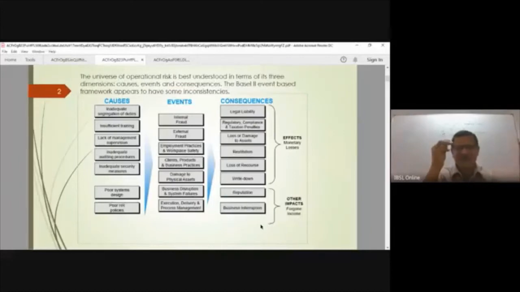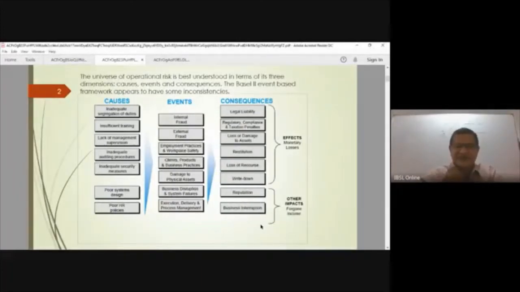External fraud. If inadequate security measures come, external frauds will take place. Employment practices and workplace safety. If you don't have good HR policies, you don't have a good code of conduct, code of ethics, and certain norms on how your staff members should behave, they can also create certain operational losses. Those will come under employment practices and workplace safety.